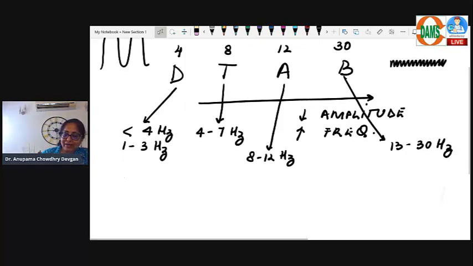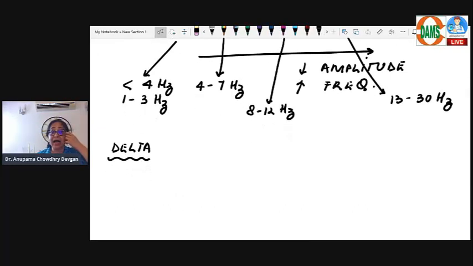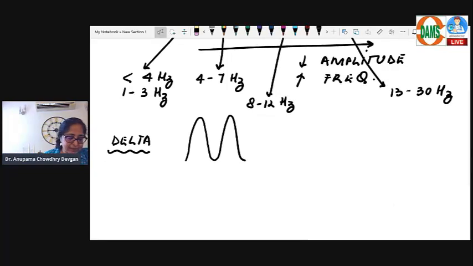Right? So now let's have a look at delta. First let's discuss a little bit about the delta rhythm. The delta rhythm, like I said, is high amplitude, low frequency. Low frequency means there will be wider waves, because there will be fewer cycles in 1 second. So they'll be wide. Low frequency and high amplitude.